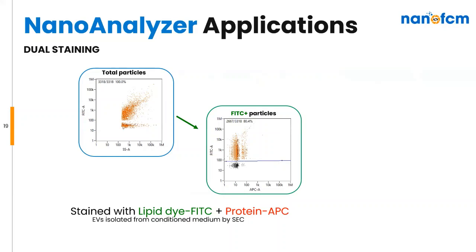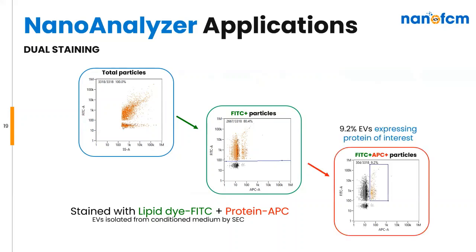From these total particles, we can identify an EV population based on the FITC positive lipid dye staining, and this amounts to around 80% of the total particles. And finally, we can now gate the double positive population to identify the subpopulation displaying our protein of interest, which is conjugated to APC there. So this is a really nice and easy example of how you can use dual staining to really zone in on those EV populations that you are looking for.